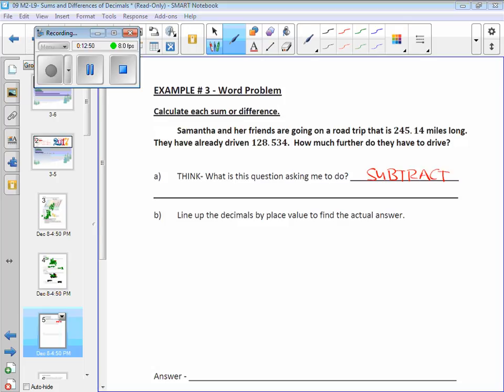Go ahead, Jen. Yes. You can. Yes, you can. All good. Which makes sense because you have to wind up with a positive number because you're dealing with actual physical things. In this case, it's miles. So you can't have a negative number. All right, so 245 and 14 hundredths has to go on top.